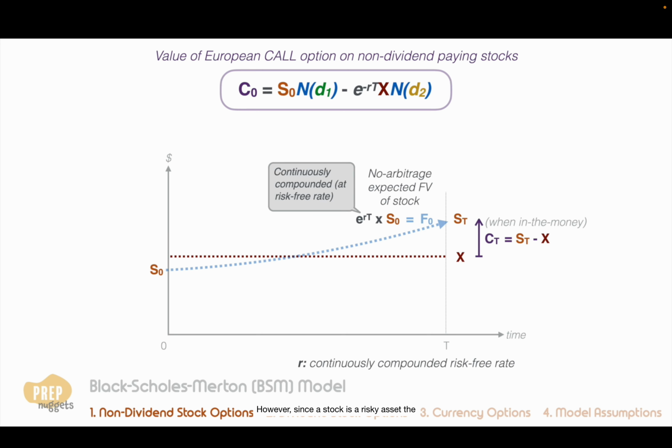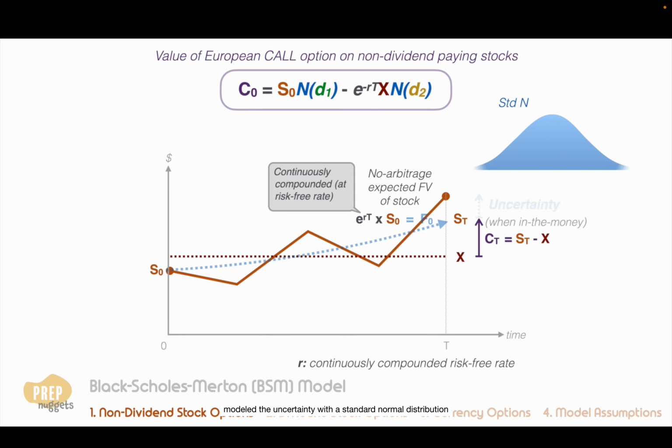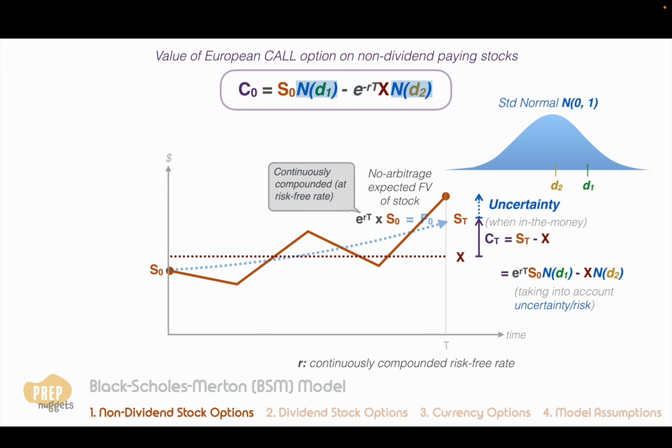However, since a stock is a risky asset, the payoff at expiration is uncertain. We model the uncertainty with a standard normal distribution with mean 0 and standard deviation of 1. You do not need to understand the details, just that this uncertainty is modeled with two parameters, N(d1) and N(d2). N(d1) is the adjustment for the stock price at expiration, and N(d2) is the adjustment for the strike price. Taking into account uncertainty, the payoff at expiration can be expressed in this form. Since we wish to estimate the present value of the call option at time 0, the BSM value can be thought of as the PV of the expected option payoff at expiration.